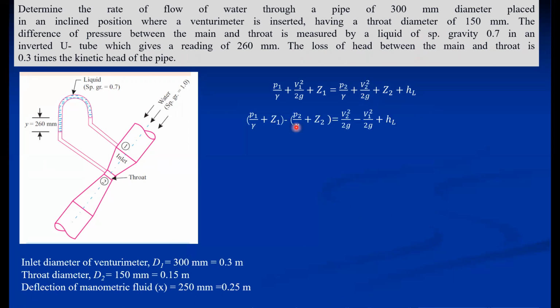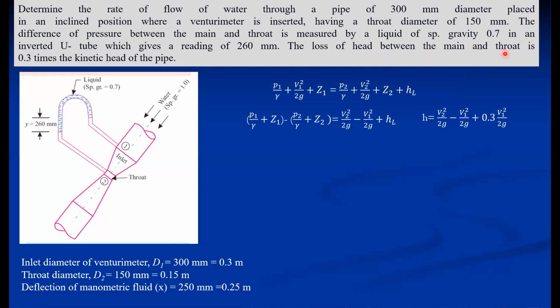So we take P1 by gamma plus Z1 minus P2 by gamma plus Z2. We take this term together, because this H value we can calculate using the expression of the inverted U-tube differential manometer. So it is V2 square by 2g minus V1 square by 2g plus HL. This we call H, the difference in piezometric head. V2 square by 2g minus V1 square by 2g, and HL, that is, the head loss, is given.